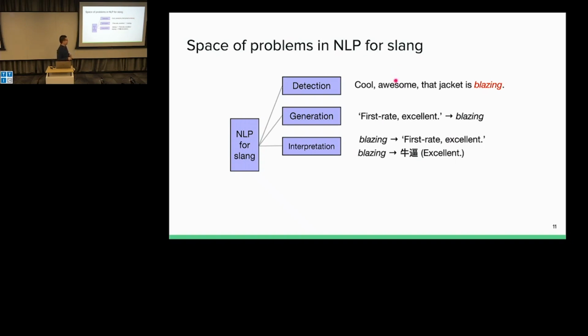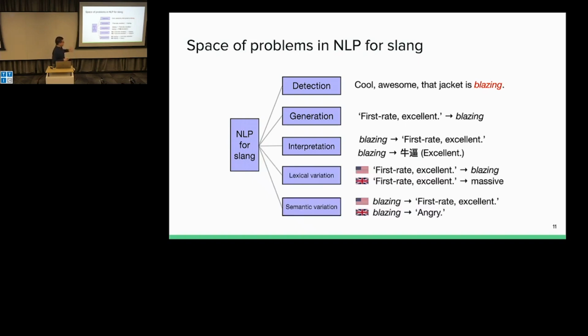And we also have the reverse side of interpretation, where if we actually see some slang usages in a text corpus that don't make much sense, we want our models to be able to interpret the correct meaning. And as a result of generation and interpretation, we also want to do slang to slang translation, where not only do we want to translate the word blazing to its literal meaning excellent, we also want to find a slang in the target language, in this case Chinese, that also expresses a similar meaning.